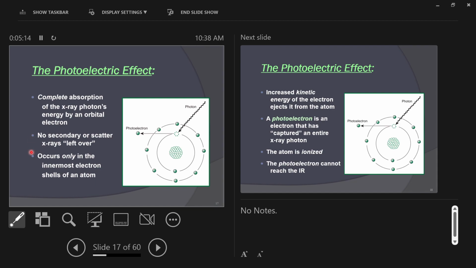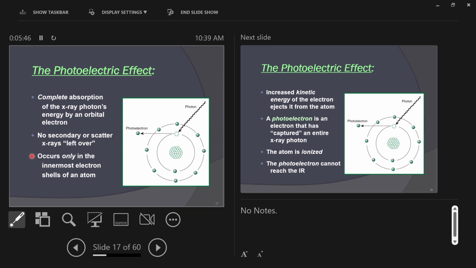This is most likely to occur in the innermost shells of atoms, less likely to occur in the outermost shells. Can you guys tell me why? Why is it more likely to occur in an inner shell of an atom versus the outer electron shells? The inner shells are bound more tightly. They're pulled on more tightly. Recall we talked about centripetal force, right? The closer you are to the center of the nucleus of an atom, the more tightly bound to that atom you are.